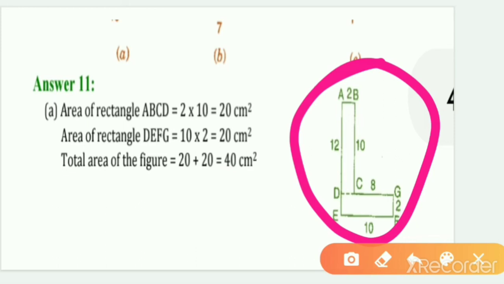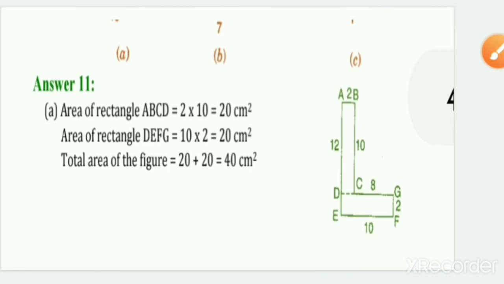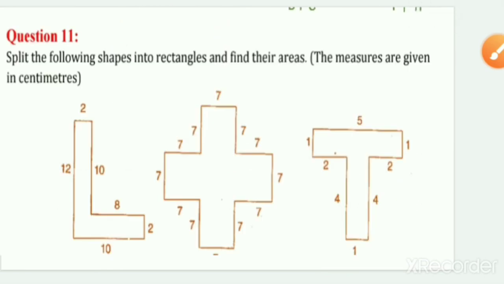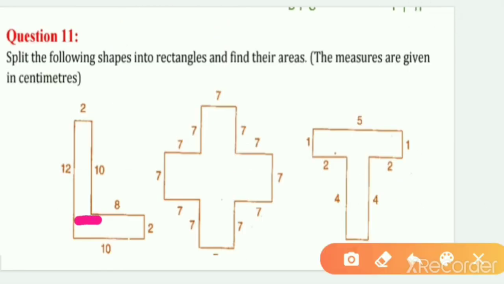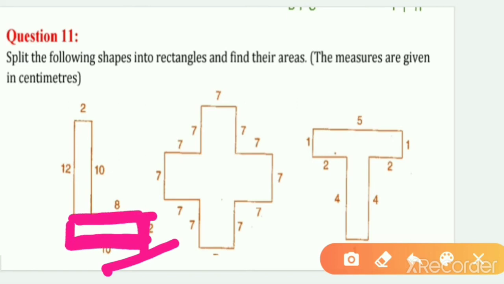Okay, you can see again in this figure it is already given. We can make dotted lines here. So now we can easily find the length. The length we have is 10 and the breadth we have is 2. So 10 into 2 is 20. Okay, we cannot take this. We have to take the length as 10 and the breadth as 2. So if this is 2, then it will also be 2, right?